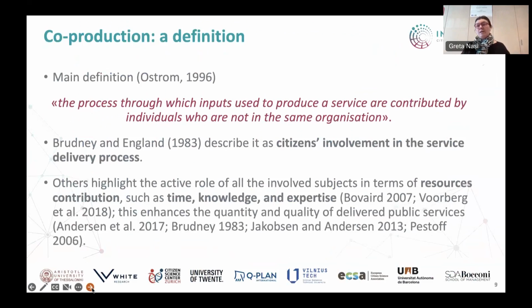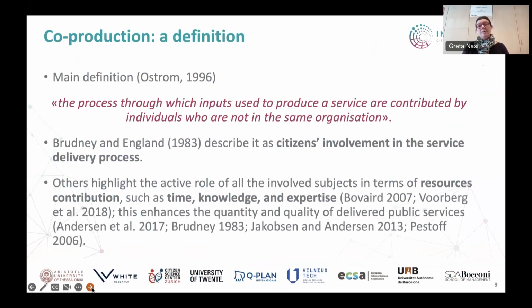What is co-production? Co-production is at the base of collaborating and co-creating value in citizen science projects, because it is the process through which inputs are used to produce a service that are contributed not just by the organization, the team, the university that governs the citizen science research project, but also by individuals who are not part of the same organization.